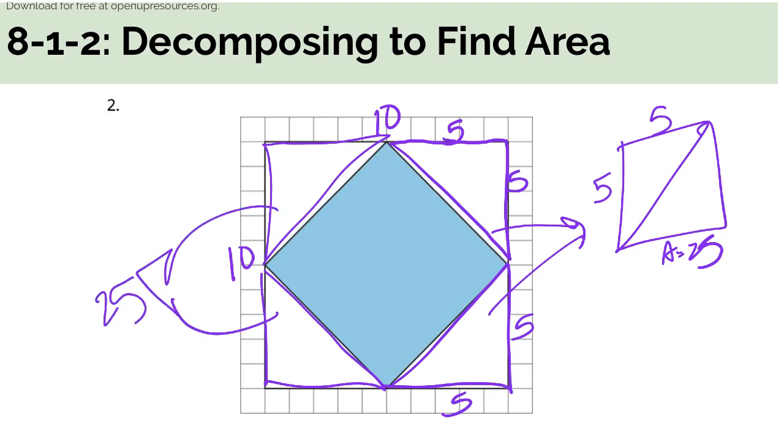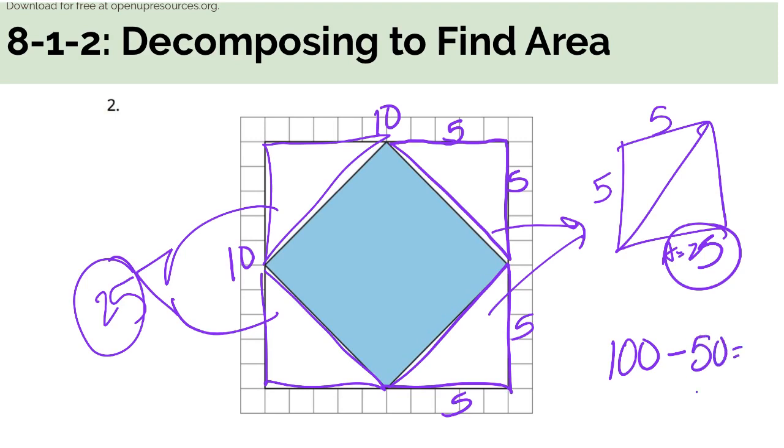And so my area of my total square was 100, 10 by 10. Subtracting off 50 for all those places in the corners, which would leave me with an area of 50 square units. Start getting used to putting that label of square units on your work.